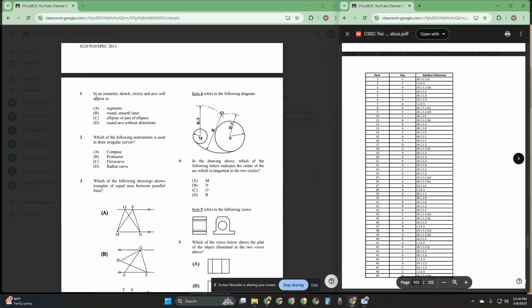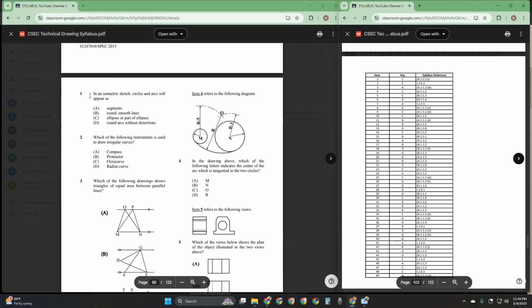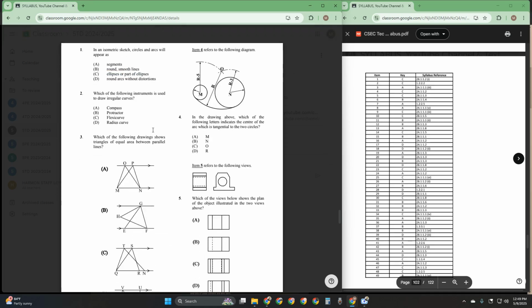Number 1. In an isometric sketch, circles and arcs will appear as: A, segments; B, round smooth lines; C, ellipses or part of ellipses; D, round arcs without distortion. They say C, and I agree. Ellipses or part of ellipses.